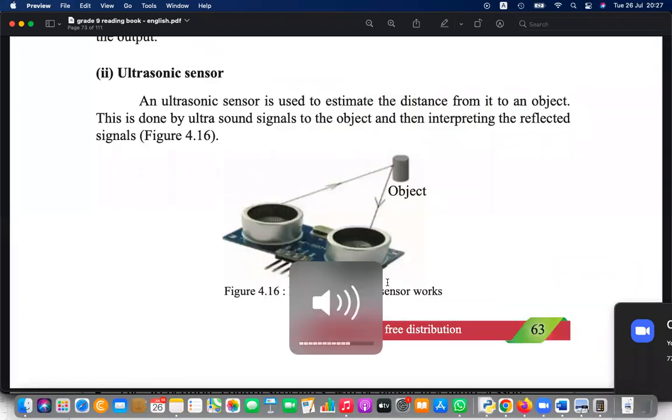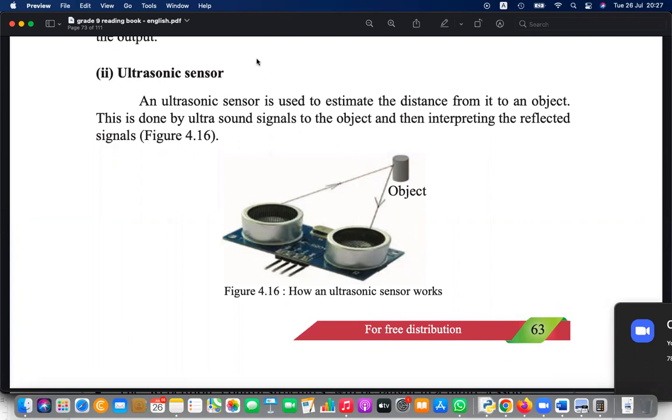Ultrasonic signals are beyond our hearable limit. So what is the human hearable range? It's 20,000 hertz. That is the human audible limit, 20,000 hertz.